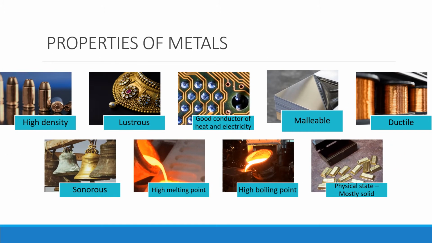Metals like lead have very high density, hence they are commonly used in making of bullets. Metals like gold and silver are highly lustrous. Such precious metals are used in jewelry. Silver and copper are the best conductors of heat and electricity. Aluminium, gold, silver, copper and iron are malleable, that is, can be hammered into thin sheets. Silver and gold are the most ductile metals, that is, they can be drawn into thin wires. Metals are sonorous, that is, they make a ringing sound when hit. That is the reason school bells and temple bells are made of metals.